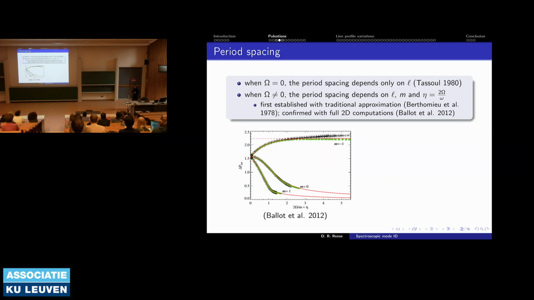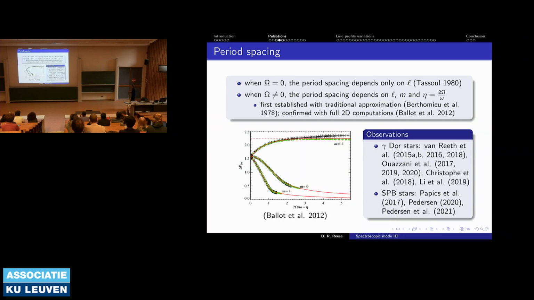So this plot shows the period separation as a function of this parameter here for different types of modes. And it's a comparison between what you would get with the traditional approximation in the continuous lines, full 2D calculations, which would be the symbols. And I forget exactly what the green dots are, but you have different methods, and the two agree fairly well. The slight discrepancy you have here is due to centrifugal deformation.